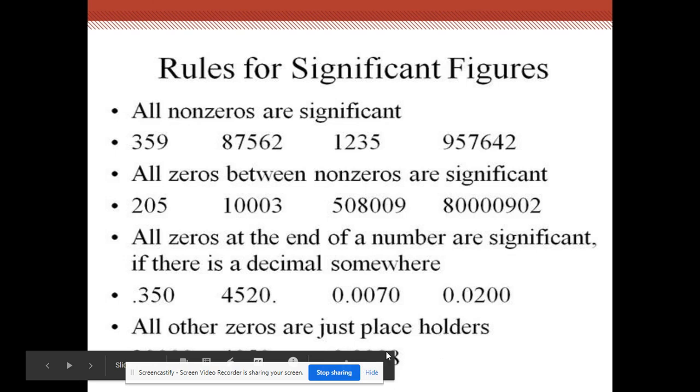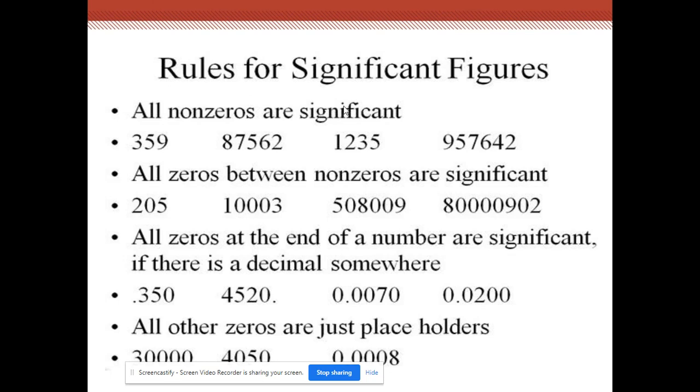Okay, so if we continue to look at sig figs and the rules that he mentioned, all non-zeros are significant. So again, looking at these numbers, this is 3 sig figs, this would be 5, this is 4, this would be 6. All zeros between non-zeros are significant. So this 0 would be significant, these zeros would be significant, all of these zeros would be, and so would these. These are between two non-zero digits.